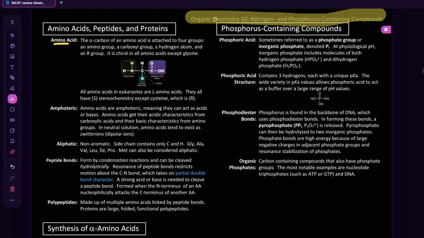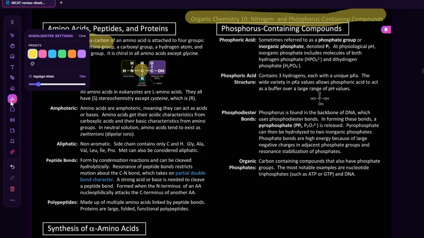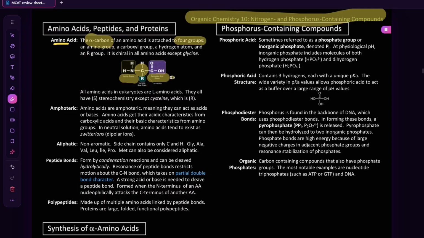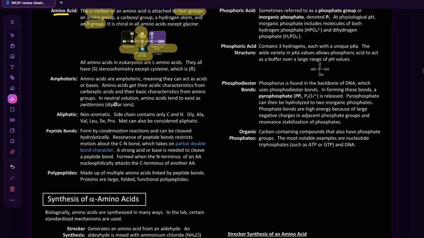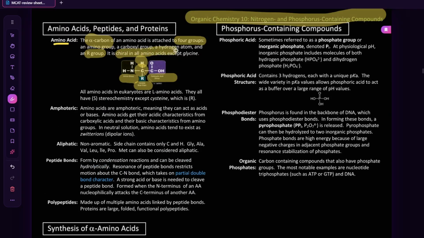All right, so for amino acids, basically, we have the anatomy of an amino acid here, where you have a carbon in the middle, and it's attached to four different groups. This is also called the alpha carbon, the central carbon that I just highlighted, and it's attached to the amino group, the carboxylic acid, the variable R chain, which defines and differentiates the 20 different amino acids in your body, and then you have this H atom alone. So that's your anatomy of the amino acid. All of this is chiral in all amino acids except glycine. All amino acids in eukaryotes are L amino acids.